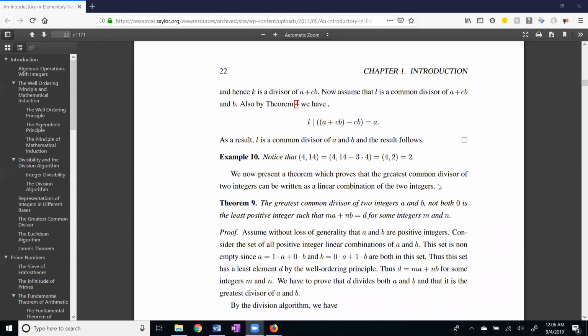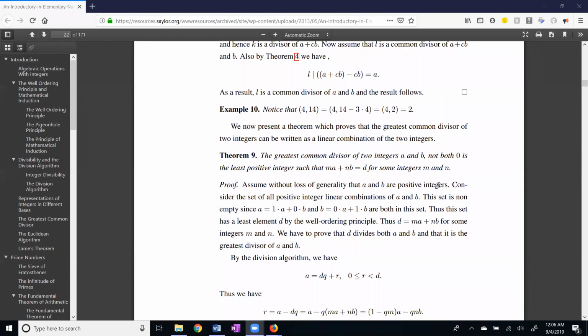Now we have Theorem 9. Theorem 9 is a 3-star theorem. It is very important. It's one of the most important theorems in the course. Sometimes it's labeled Bezout's theorem. The greatest common divisor of two integers, A and B, not both 0, is the least positive integer D such that MA plus NB equals D for some integers M and N.